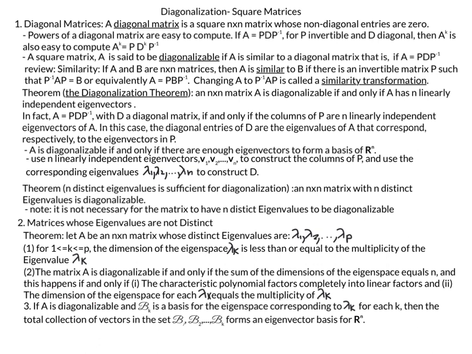This last theorem is sort of like a bonus theorem. So if A is diagonalizable and B sub k is a basis for the eigenspace corresponding to lambda sub k for each k, then the total collection of your eigenspace basis vectors forms an eigenvector basis for Rn.